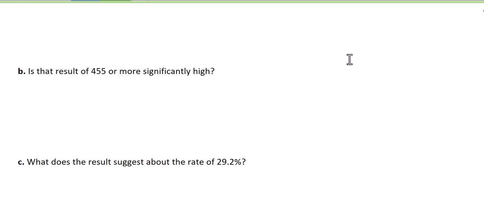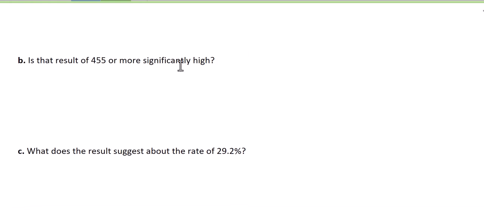So part B is that result of 455 or more significantly high? No, right? Our z-score was, what was it, 1.31, which is not more than 2. Part C, what does the result suggest about the rate of 29.2%? Well, since our z-score is not significantly high, then we can say that the result of 455 does not provide strong evidence against the rate of 29.2%. So the rate could very well be 29.2%.